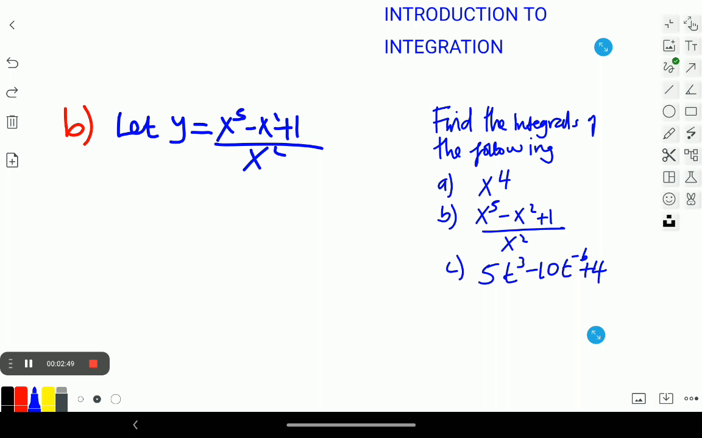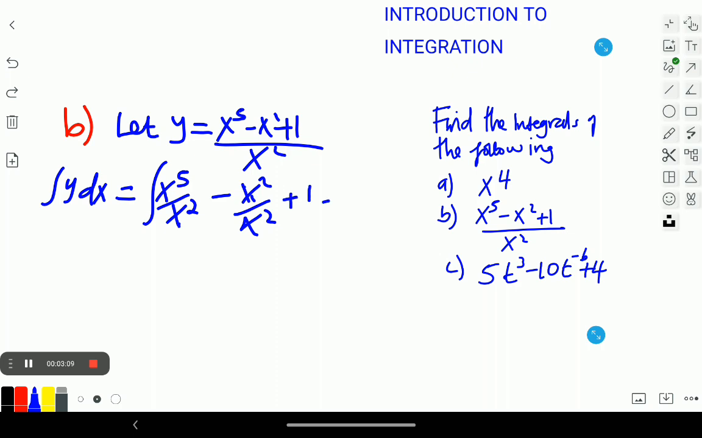So we shall have the integral of y with respect to x equal to the integral of x power 5 divided by x squared, then minus x squared divided by x squared, then plus 1 divided by x squared. Then we need to put this integral outside. Yes. Now, what do we do here? It's better you first simplify it.